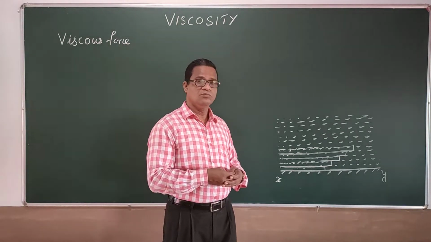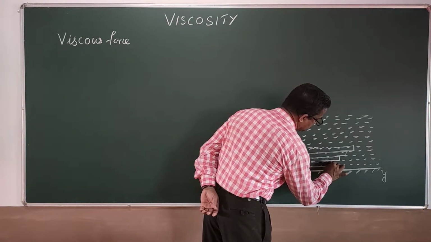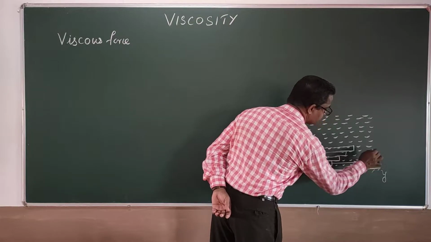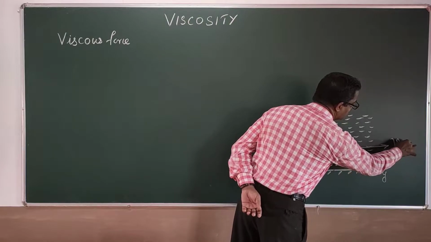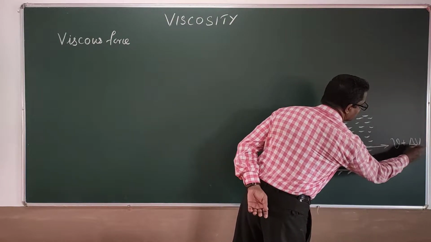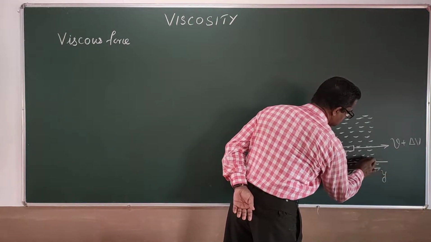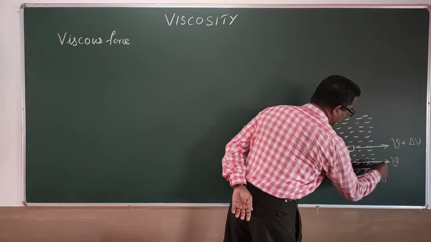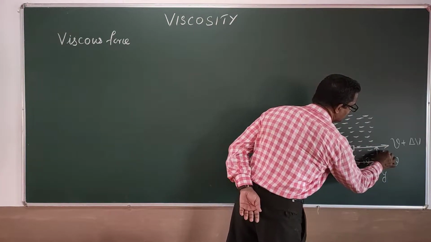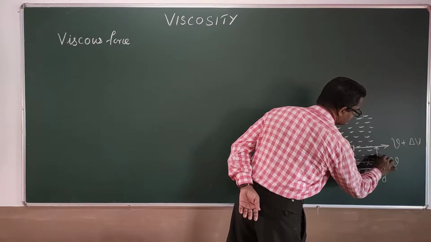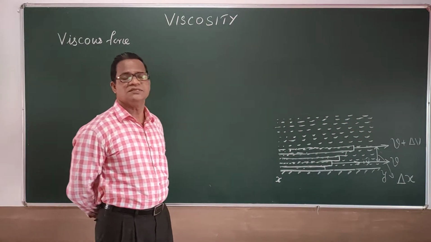Now to know more about this, let us assume that the layer here is moving with velocity v. And here the layer is moving with velocity v plus delta v, for example. And between these two layers there will be a vertical separation, let it be delta x. Delta x. That is the vertical separation.